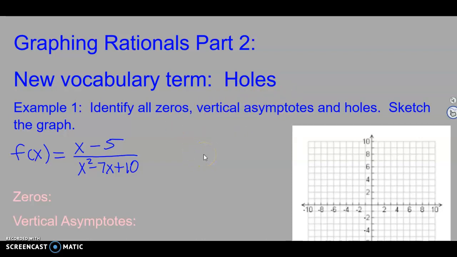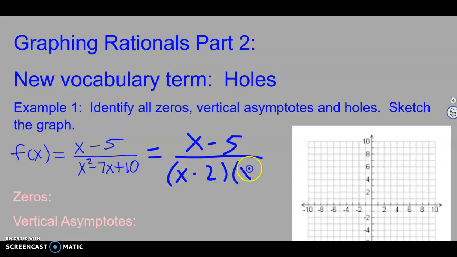So to do that, rather than starting with the definition, I'm going to show it within our first example. You see the directions. It tells us identify all zeros, vertical asymptotes, and holes, and sketch the graph. So we're going to follow the same things that we did last time. Last time, you started to find all zeros and vertical asymptotes by factoring. The top can't be factored. The bottom factors to x minus 2 times x minus 5, because negative 2 and negative 5 add to 7 and multiply to 10.